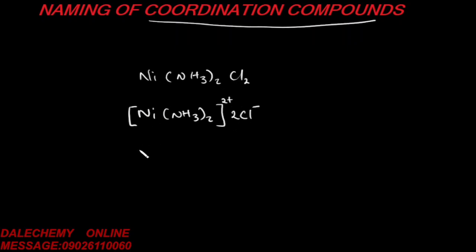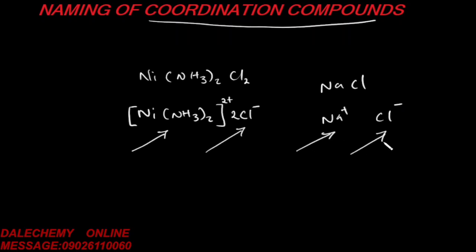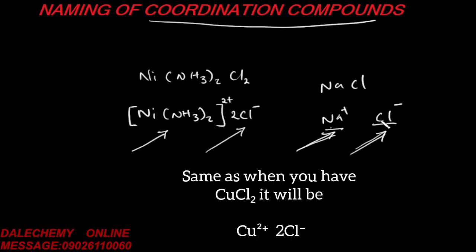So what the first rule is saying is that we should name the positive end first before the negative end. Just like the ionic compound of sodium chloride, we'll be having sodium plus and Cl minus. So we have to name the positive first before we name the negative. It won't be chloride sodium, but rather sodium chloride. That is what the first rule is talking about.